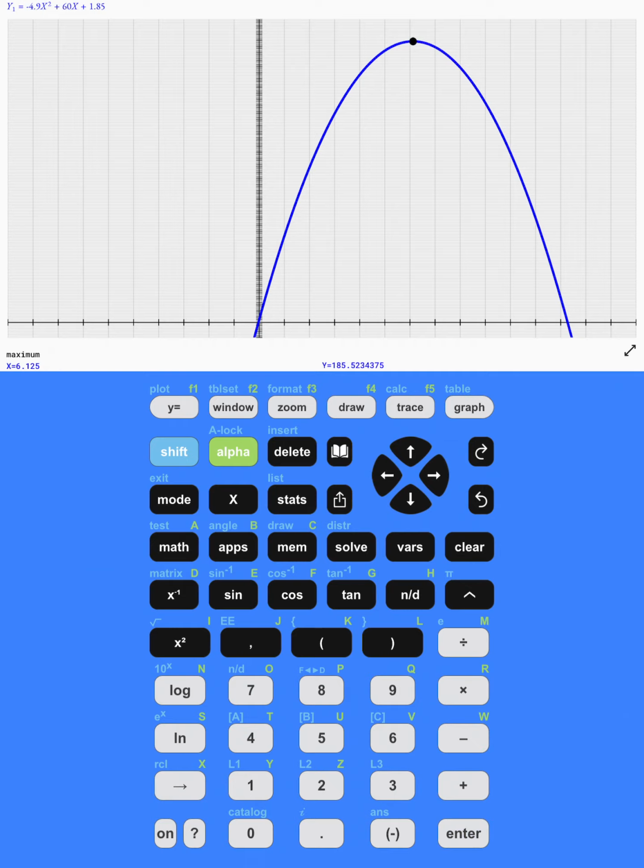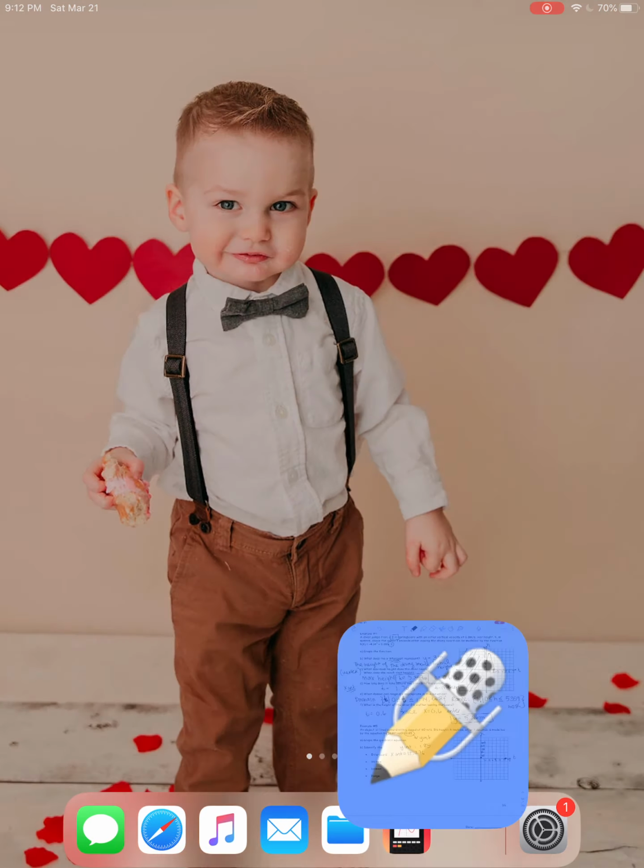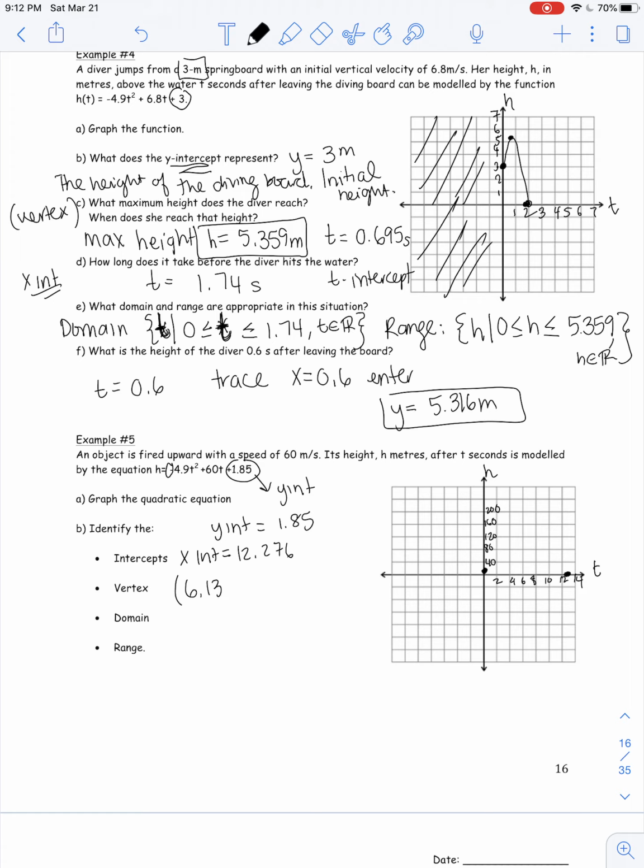So I have that the vertex is 6.125 and 185.52 if I'm rounding to the nearest hundredth, and 6.13. Okay, so there's my vertex. Now I can actually plot that. So 6.13, 185.52, and now I can connect those 3 points that I just drew. Again, I don't have to go below the x-axis or to the left of that y-axis because time can't be negative and height can't be negative. So I kind of stop my graph there.